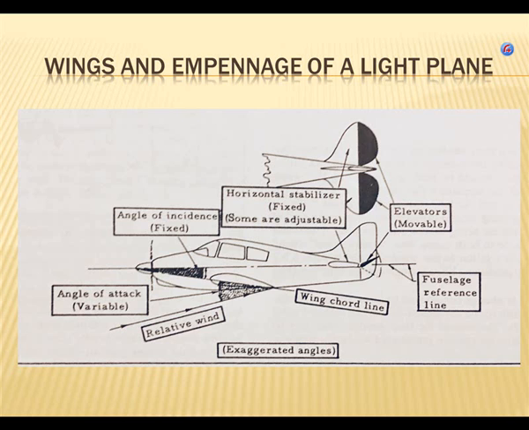Like the wing chord line is the line from the rear end of the wing to the very tip of the wing. Right? That's called the chord line. And that comes into play later on a lot.